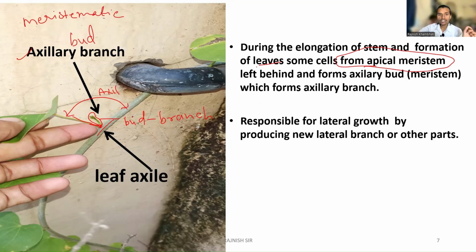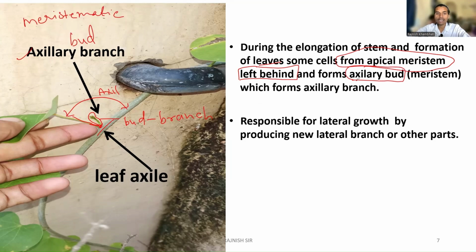So those cells which are left behind of the meristematic tissue, because they have the tendency to grow, will grow. And when they grow in this kind of region, which will later be known as the axillary bud, which is part of the apical meristematic tissue. Now, this is the understanding, but you have to read this very carefully. During the elongation of a stem and formation of the leaves, some cells from the apical meristem are left behind. Okay, they will be leaving some cells behind during the growth, and those cells will form the axillary bud.